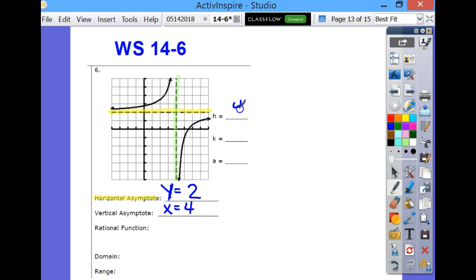Okay, so this is going to be 4 and this is going to be 2. The parent graph would go up 1 over 1. Does this graph go up 1 over 1? The A is not 1. Matter of fact, the A isn't even on that side of the graph. The graph is down here at the bottom below the asymptote, so this A is going to be negative. It's going to be reflected because this is below the asymptote.